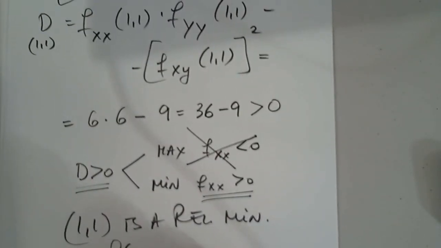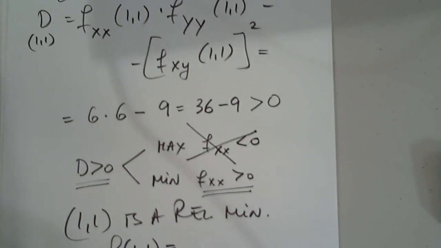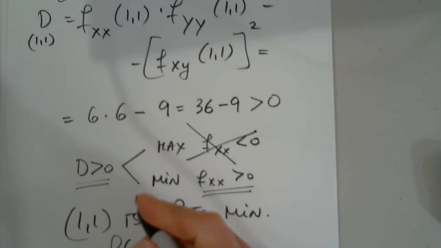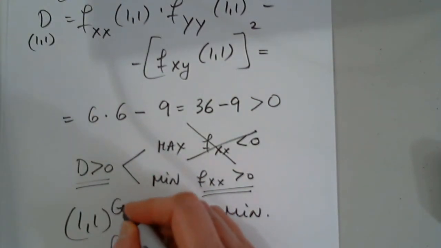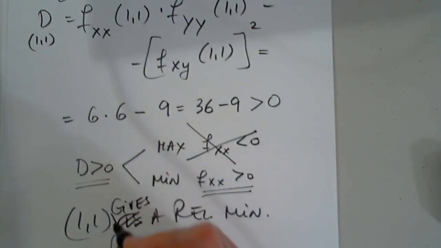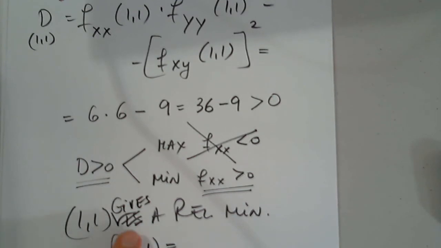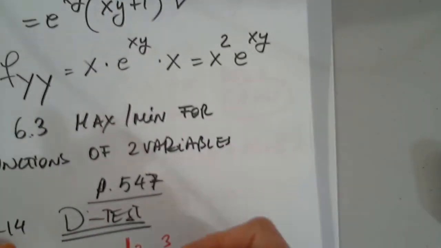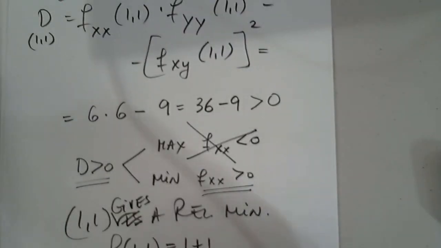So f of (1, 1), maybe I should not, maybe it's confusing. I will erase this. I'll say (1, 1) gives, produces a relative min. This is the relative min when I plug it in the function. And 1 plus 1, 1 plus 1 minus 3. So this is negative 1.